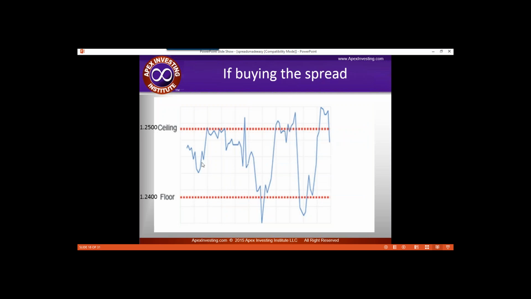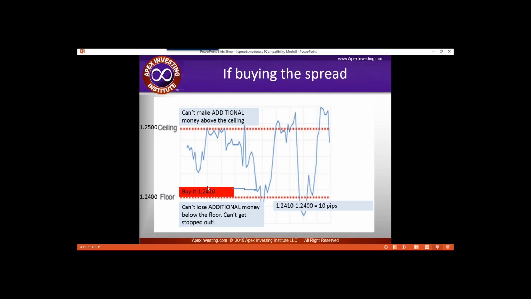Let's look at the same kind of example if we're buying the spread. So if we're buying the spread, we're saying the market's going to go up. So it's just the complete opposite. We can't make money, we can't make additional money above the ceiling, and we can't lose additional money below the floor. So let's say that I buy in right here at 1.2410. Well, I bought at 24.10. The floor, the bottom is 2,400.